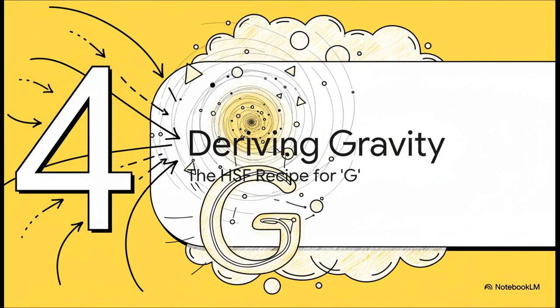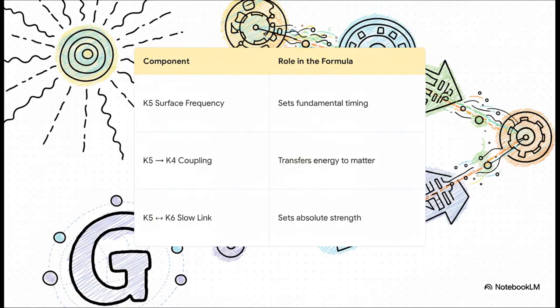Right, so that's the core claim of the HSF model. G doesn't just exist, it emerges from a deeper cosmic mechanism. But how exactly would that even work? Well, the HSF model gives us a kind of conceptual recipe for G. It's built from 3 main parts. First, you've got the frequency of that main timing wave, the speed of the cosmic drumbeat. Second, there's the efficiency of the energy transfer, how much of that wave's energy actually makes it into our world. And third, there's a background link that sets the overall strength. According to this model, if you combine these 3 things, the precise value of G just falls right out of the math.